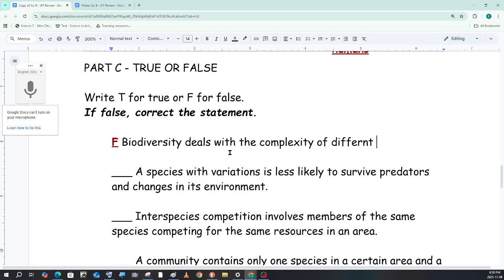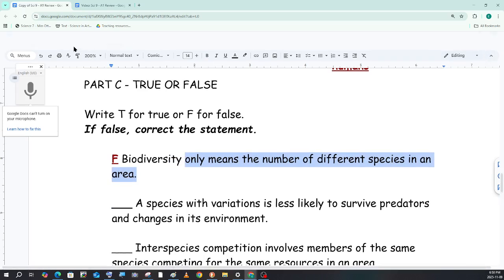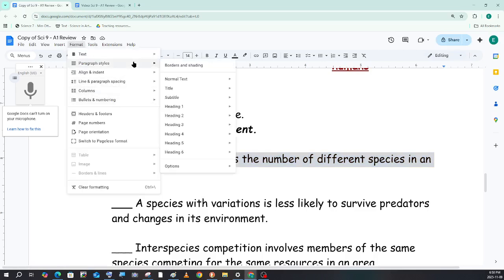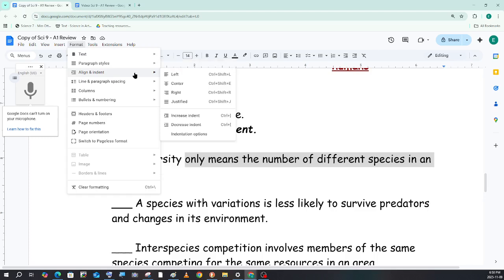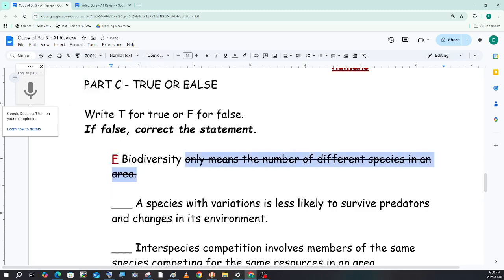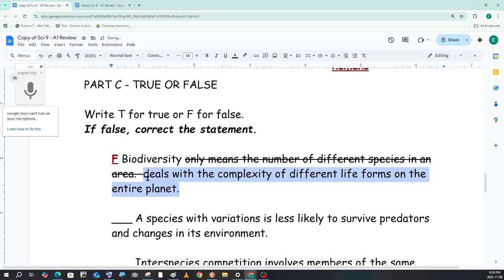I'm just trying to remember how to do the strike through on here. I guess I could do it like this. Here's the format. Oh, here we go. It's up here. Okay, so we cross that out and replace it with this. Biodiversity deals with the complexity of different life forms on the entire planet.